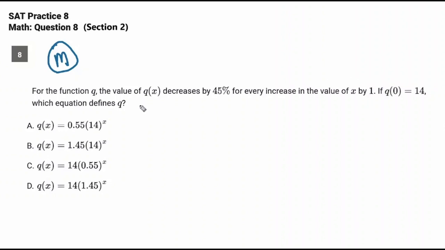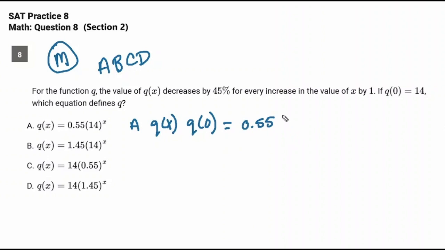There's really two steps to this problem, and the easiest way to do it is to go through each step individually. Write down A, B, C, D, and the first step is just to see if you get q of 0 equals 14 for these answer choices. So I'm going to do A. Q of 0, right? Doing a function is just following directions. Equals 0.55 times 14, and then follow the directions.